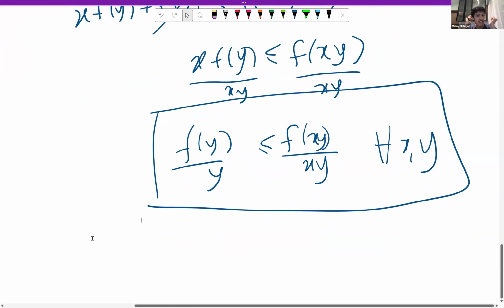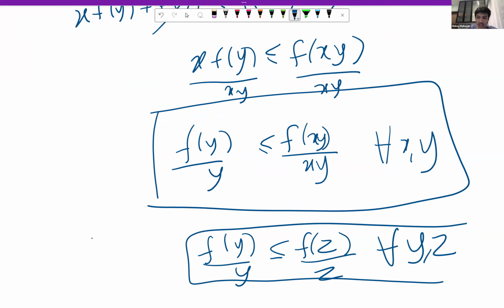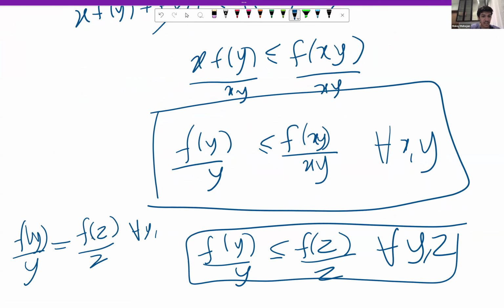The point is you can take anything. Saying f of xy over xy is the same as saying f of y over y is less than or equal to f of z over z for all y, z. Now switch y and z, and you get f of y over y must be equal to f of z over z for all y, z. Hence, for a constant c, you get f(x) is cx. Then put it in the equation and check, and you should get c equals 1.